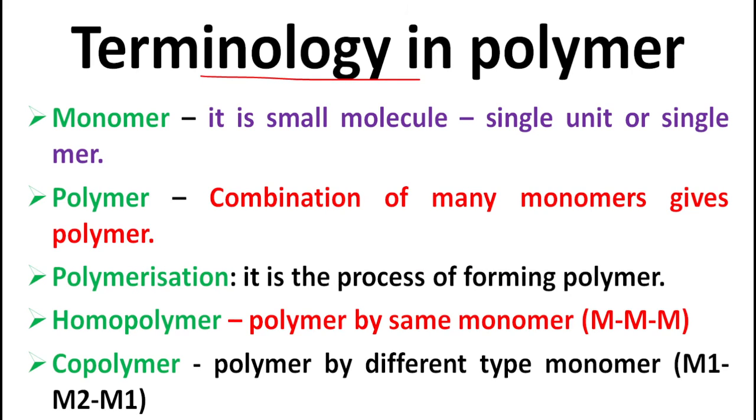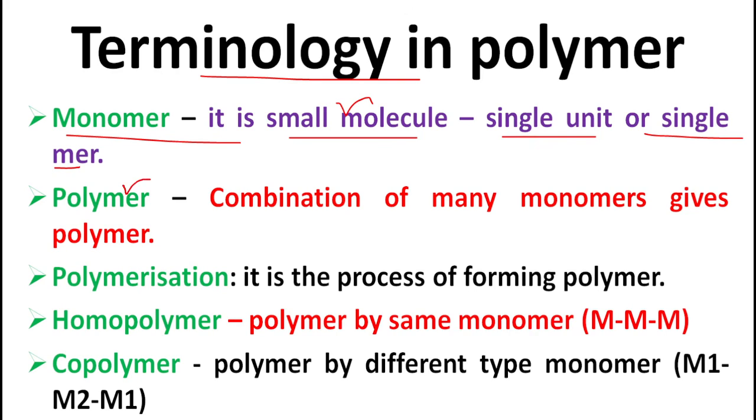Terminology in polymers. What are the terms used in polymers? The first one is the monomer. A monomer is a simple, small molecule structure. It is a single unit, or single mer, of a polymer.